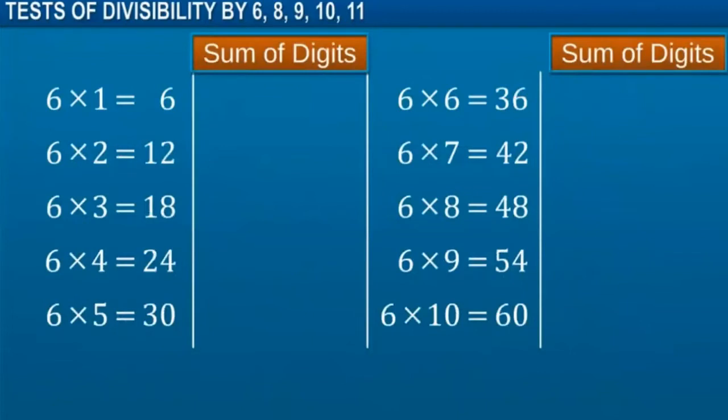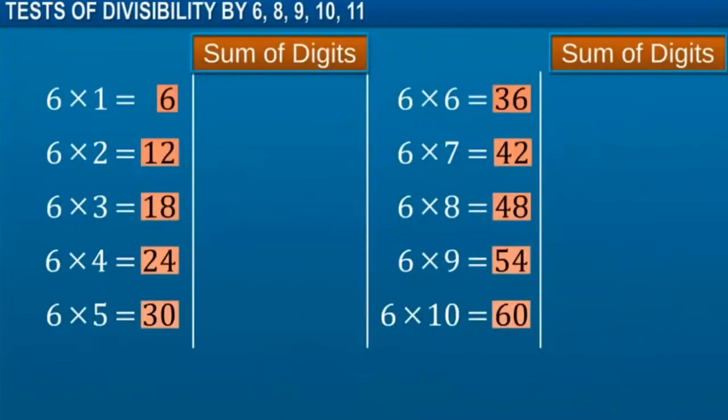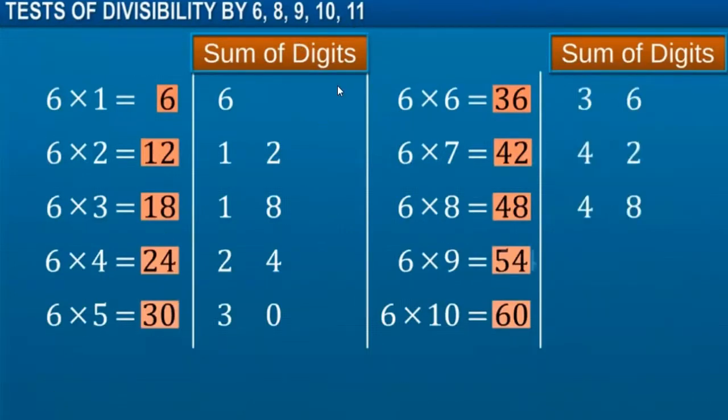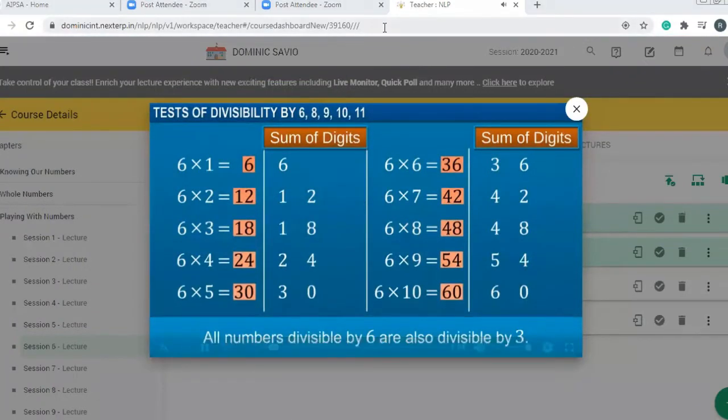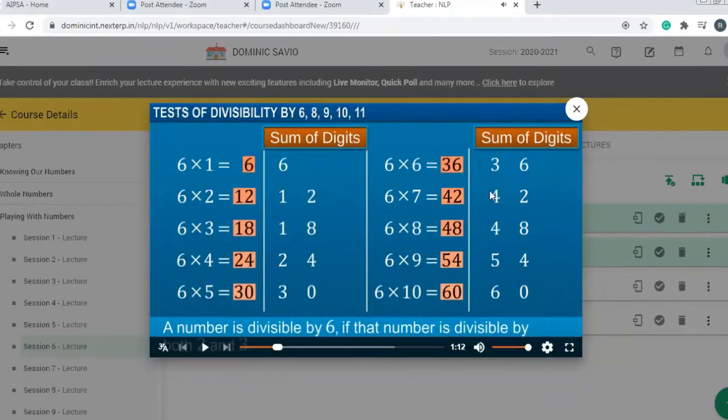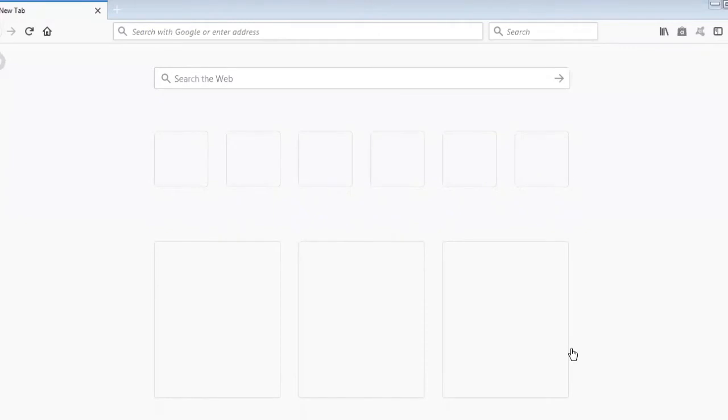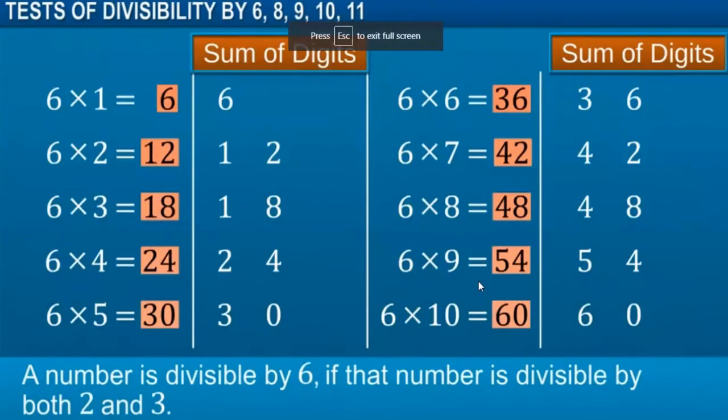Let us find the sum of the digits of all the multiples of 6 and apply the divisibility test for number 3. Divisible by 6 are also divisible by 3. This is true for all multiples of 6. Okay, so here they are checking the divisibility of the numbers.